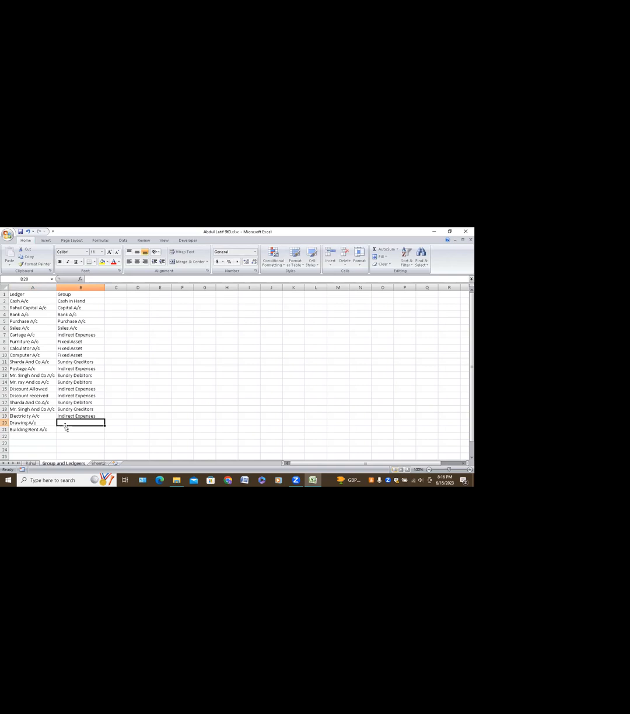Drawing account comes under which group? Indirect expenses. Building rent, same. That is the office rent, indirect expenses. This is direct expenses only. Save it, Abdul.